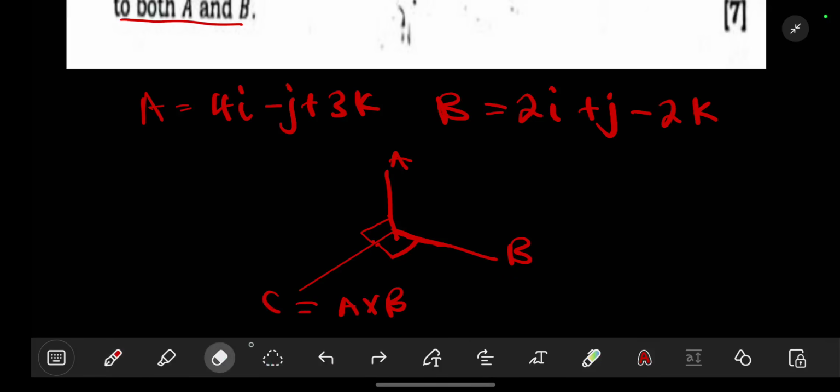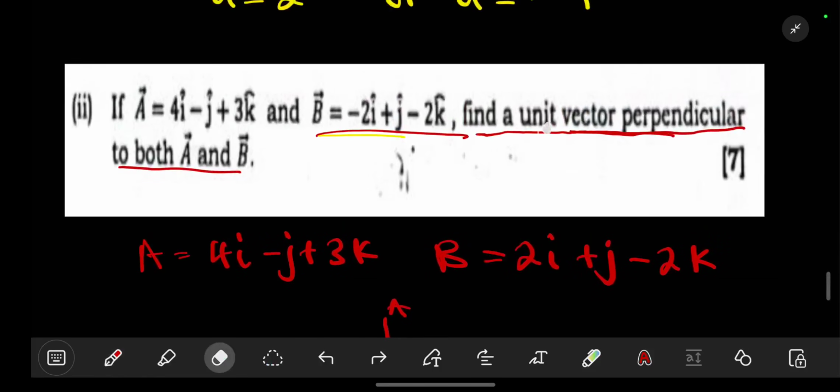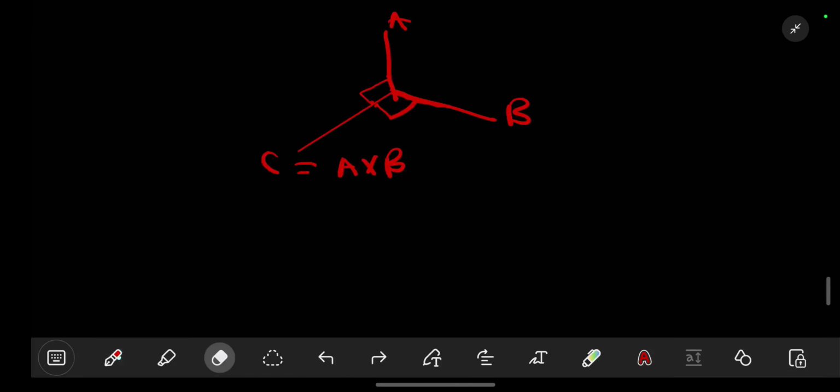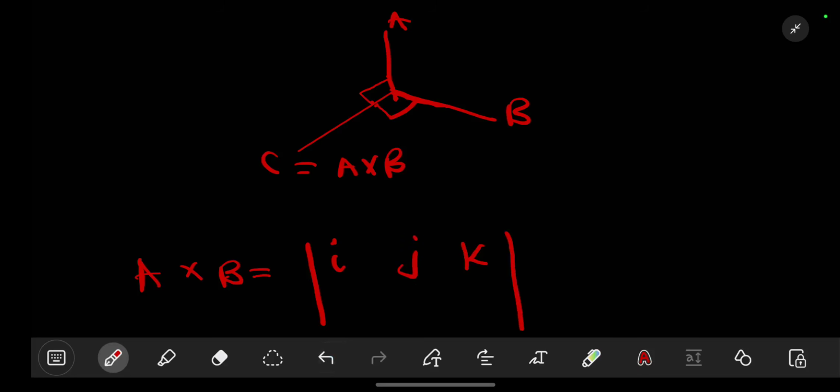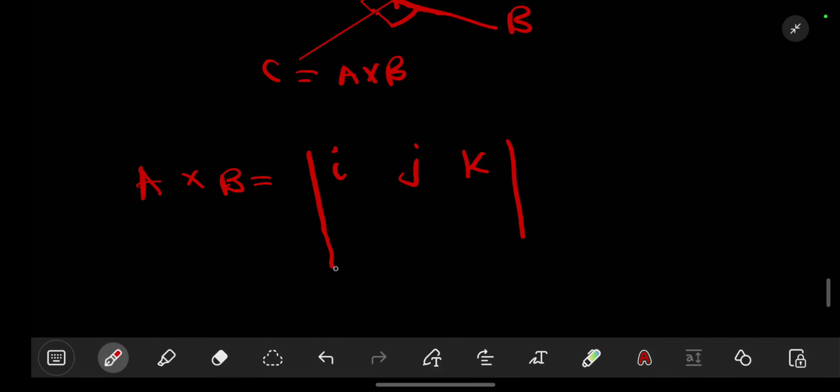So provided with that question, we are looking at a unit vector. A unit vector is a vector of magnitude 1. First, let's find the vector that is perpendicular to both A and B. To find that vector, we say A cross B should be equal to, remember, our I, our J, our K, like that.